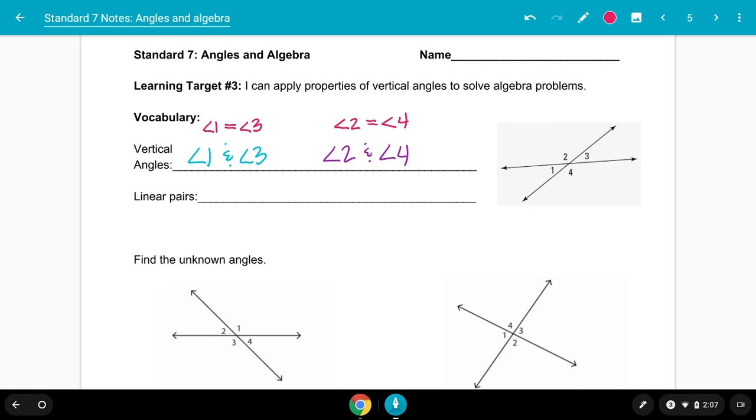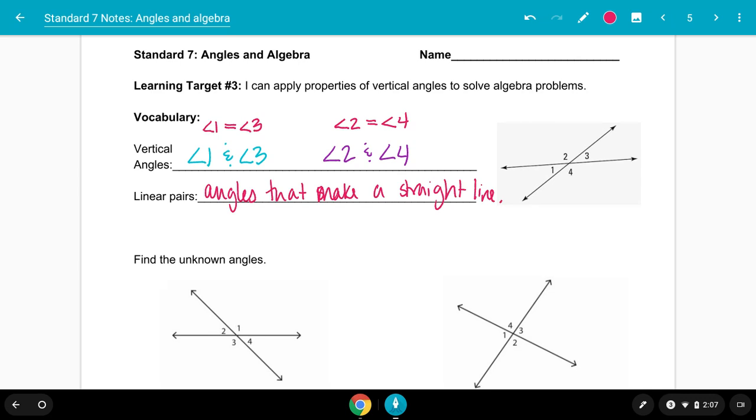From the last learning target, you reviewed linear pairs. Those are a really big deal in here too. We have four sets of linear pairs here. Linear pairs are angles that share or make a straight line.